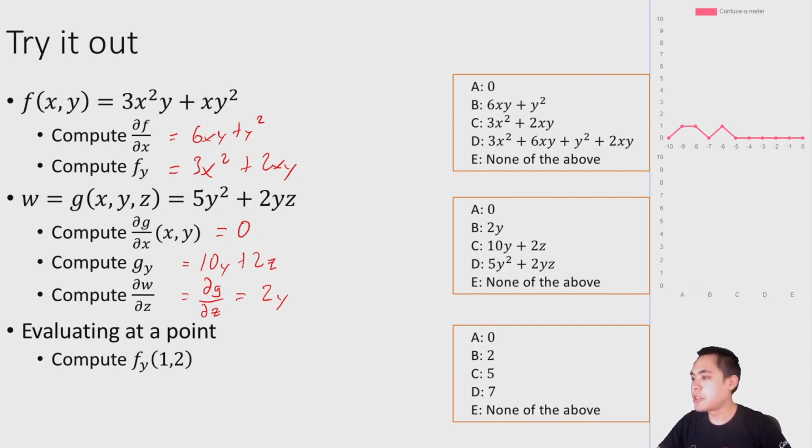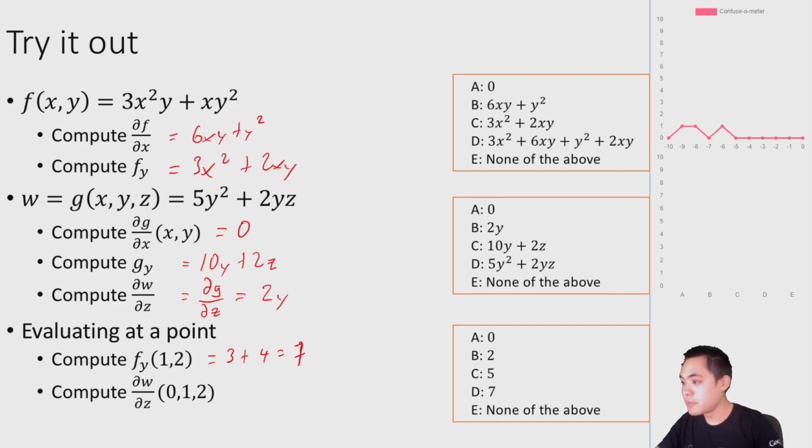Okay, looks like we're starting to get some answers in. Good. So basically this is measuring the slope as you go in the y direction at the point 1, 2 of the function f. And that's equal to 3 plus 4, which is equal to 7. And one last one.